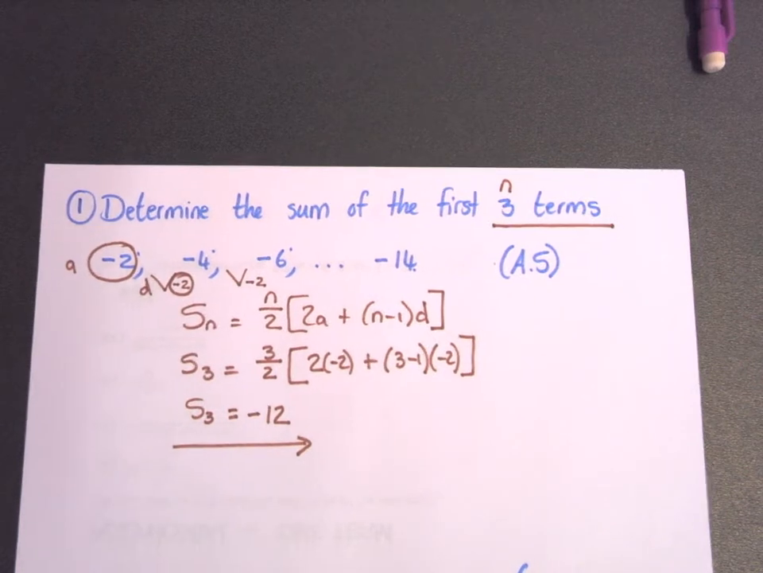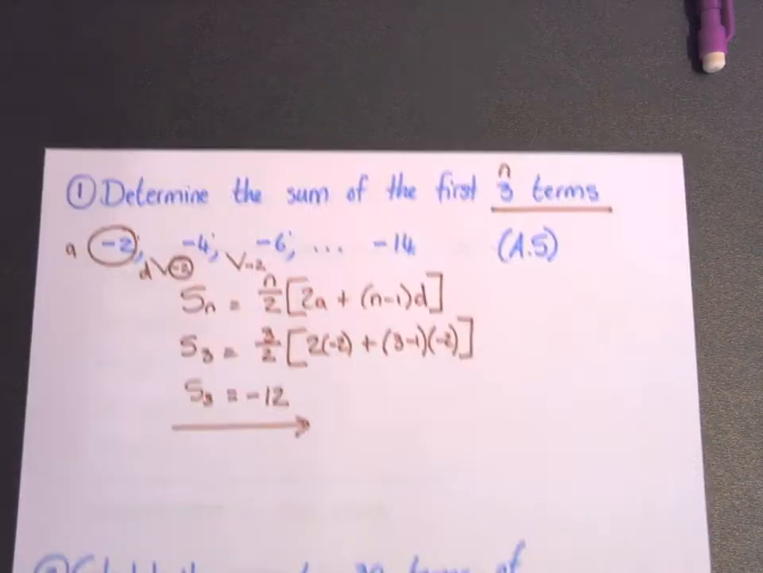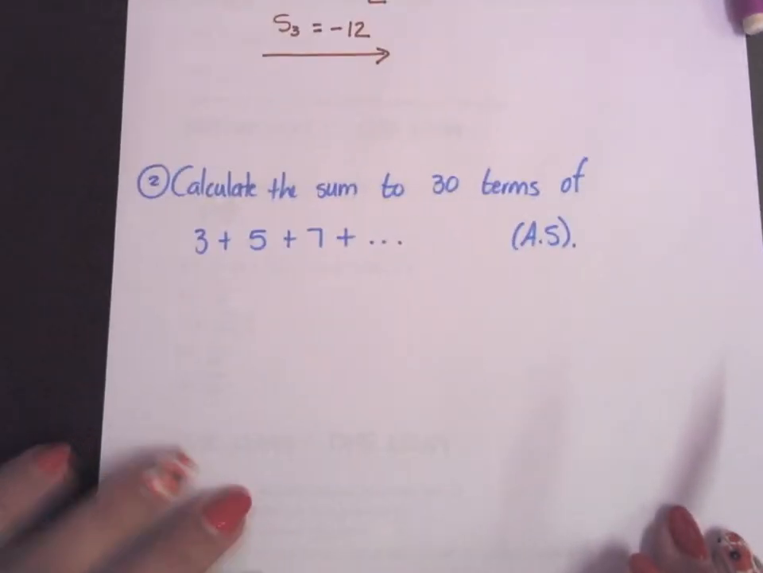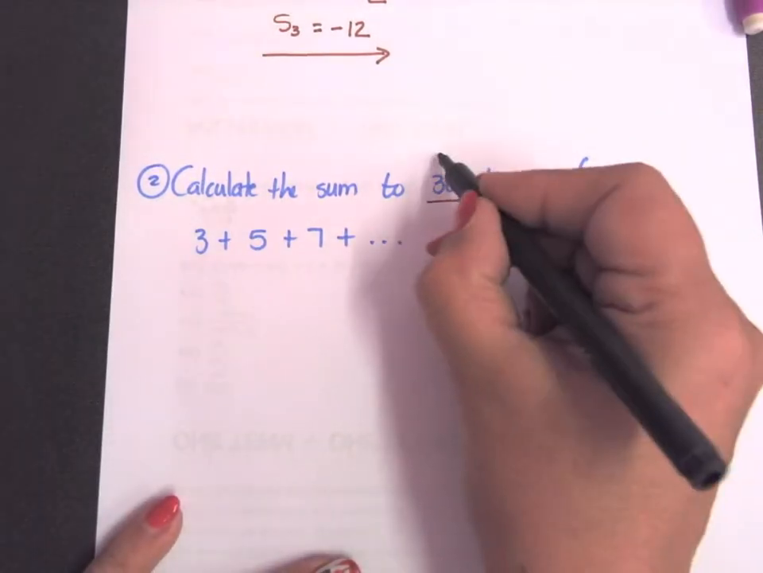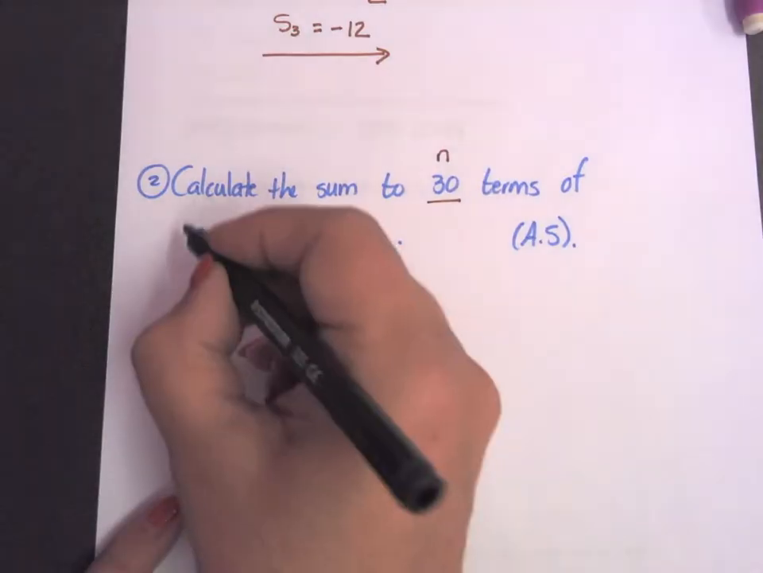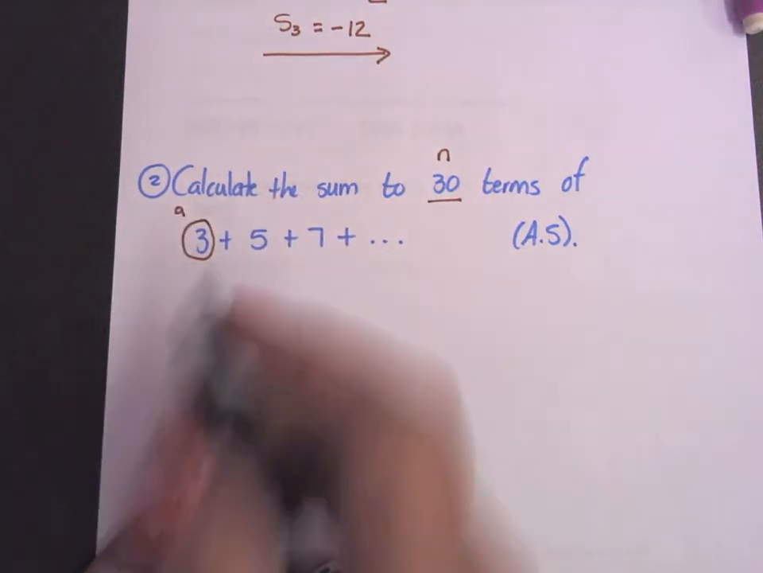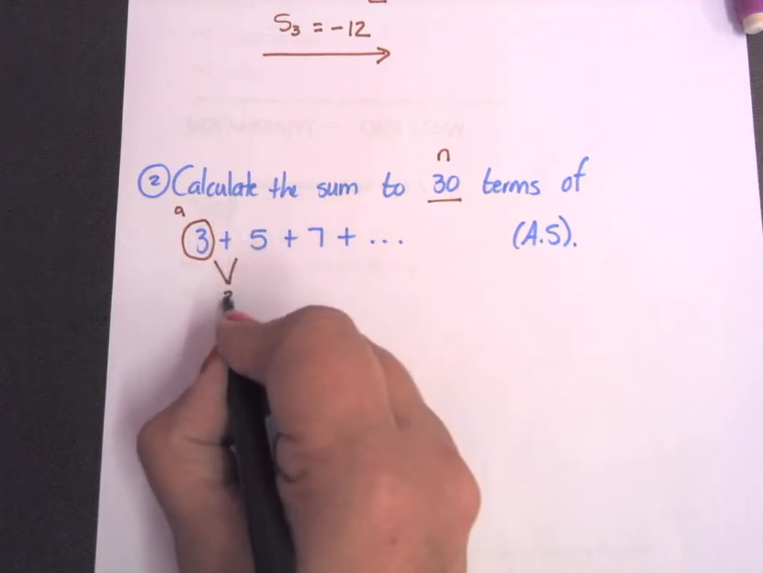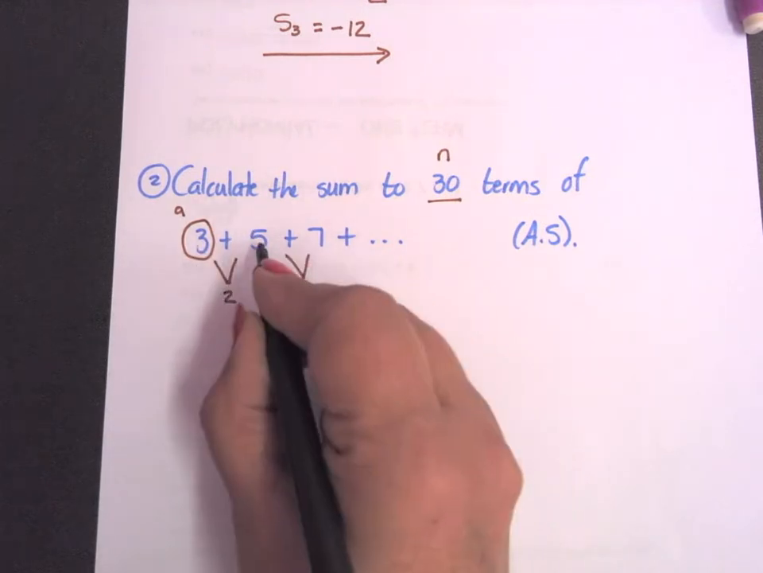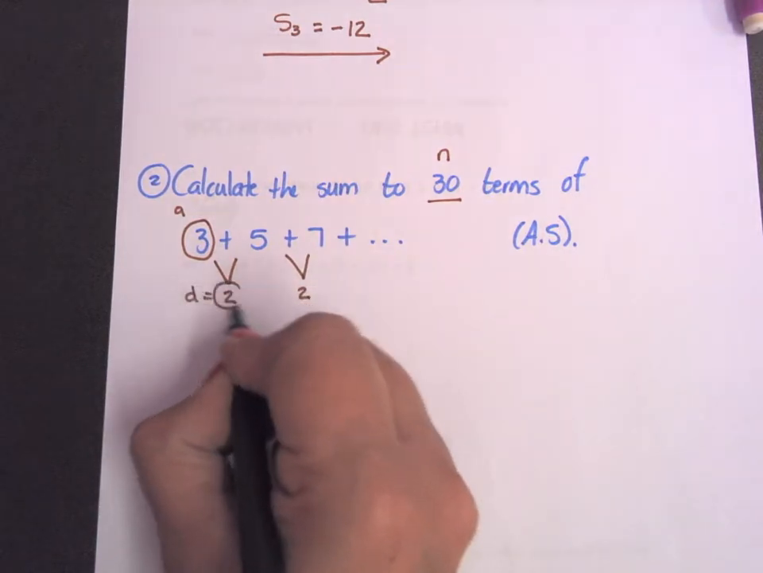Let's look at another example where we make the terms more than 3. Calculate the sum to 30 terms. So this is my n. The 3 is my a. I need to work out the d. 5 minus 3 is 2. 7 minus 5 is 2. So my d is 2.